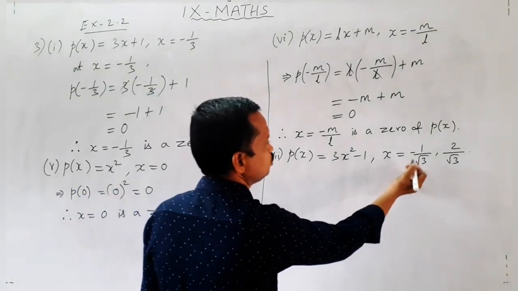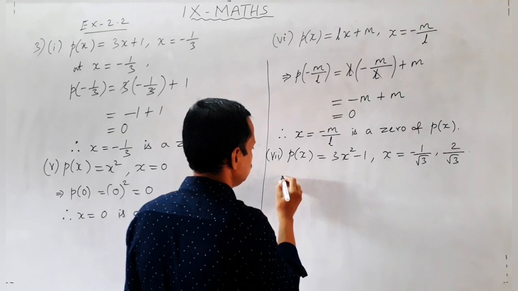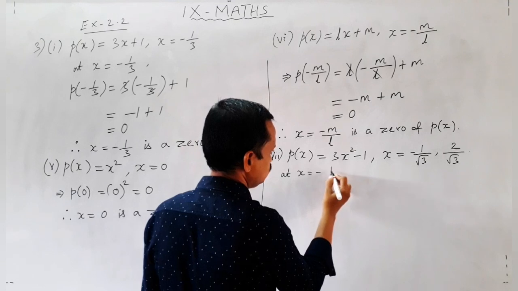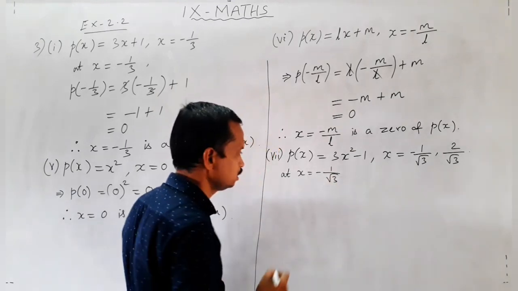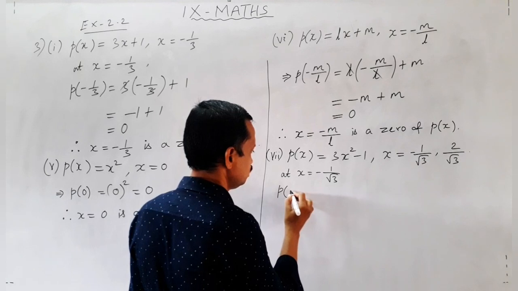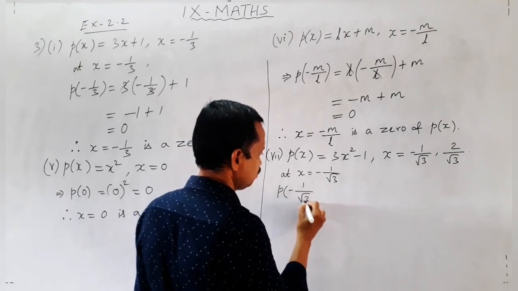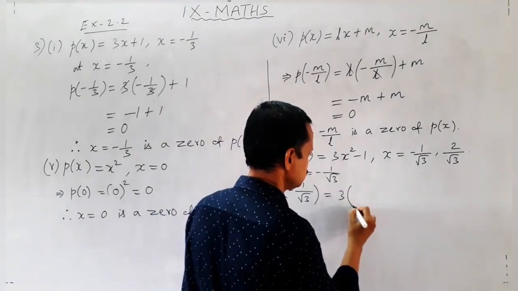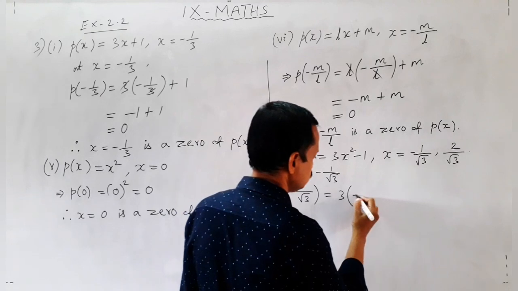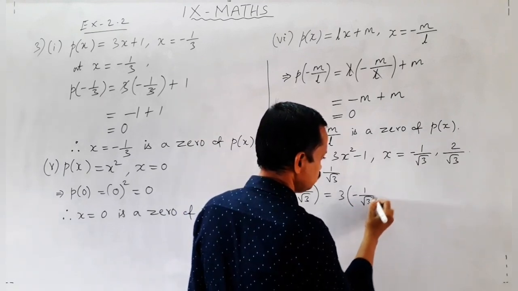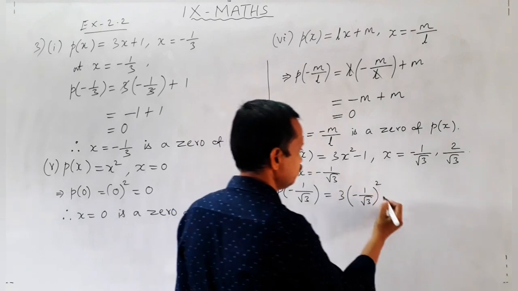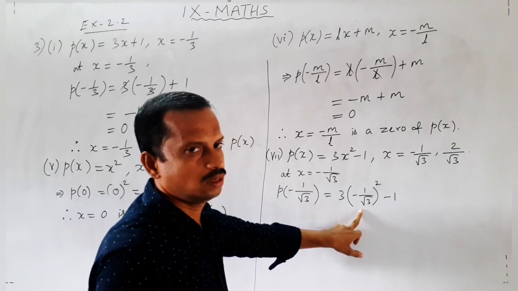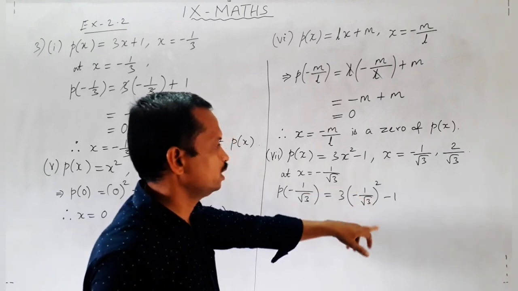So first you substitute x equal to minus 1 by root 3. P of x, that is P of minus 1 by root 3, is equal to 3 into, what is x? Minus 1 by root 3. So minus 1 by root 3 whole square and then minus 1. You see, 3x square minus 1 is there. So 3 into, for x, minus 1 by root 3 and then whole square, minus 1.